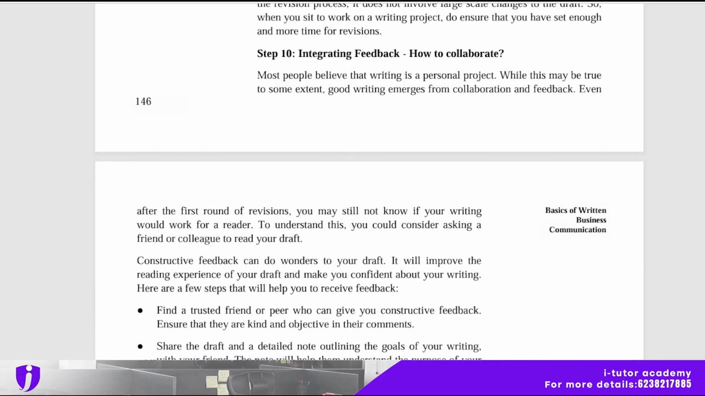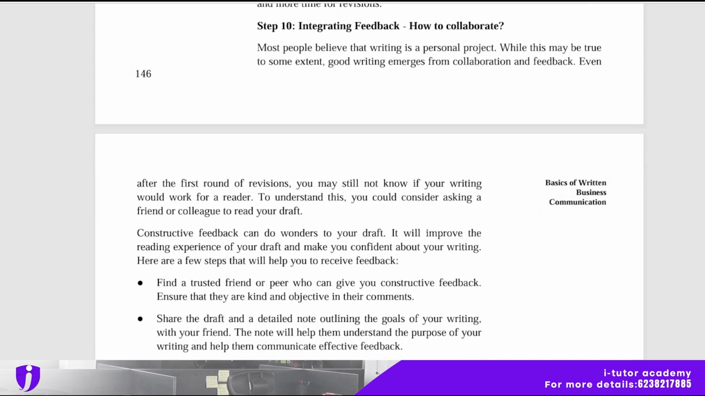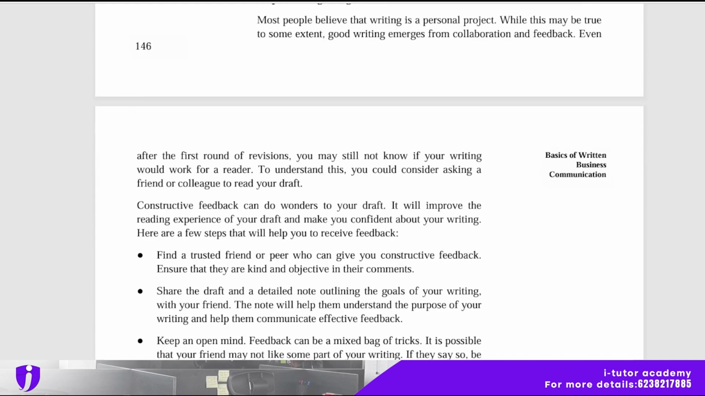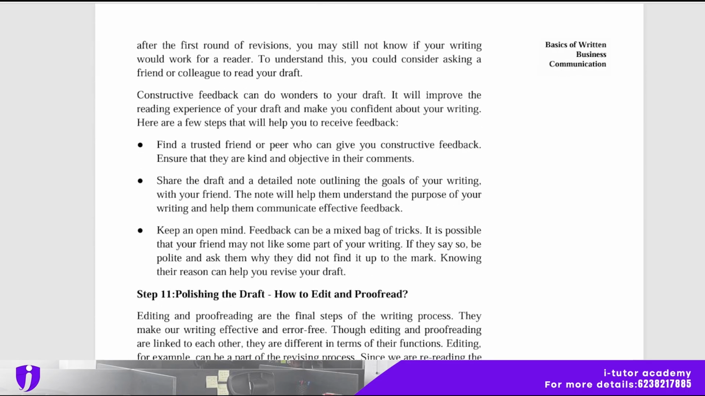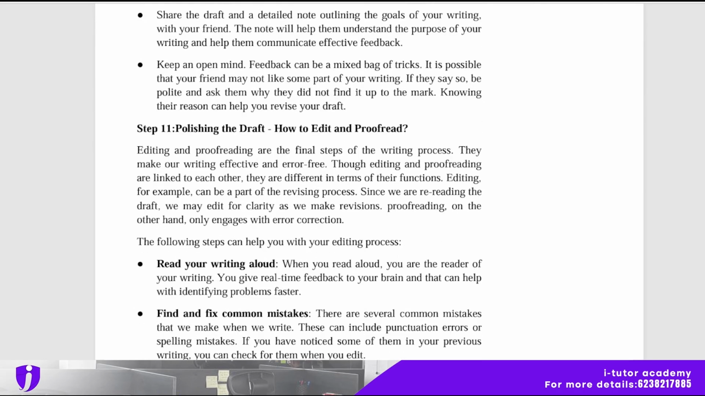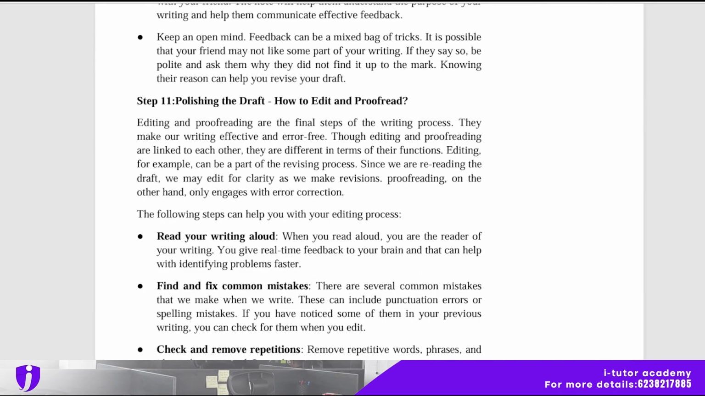Most people believe that writing is a personal project. So while this may be true to some extent, good writing emerges from collaboration and feedback. Even after the first round of revision, you may still not know if your writing would work for a reader. And step 11 is polishing the draft, how to edit and proofread.